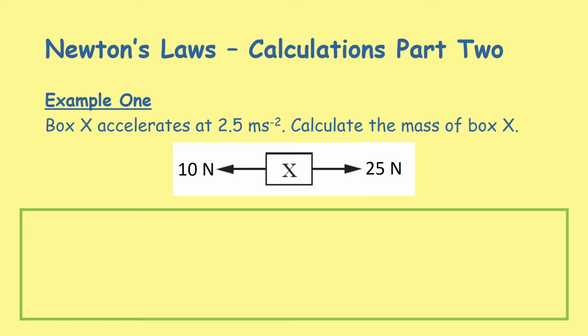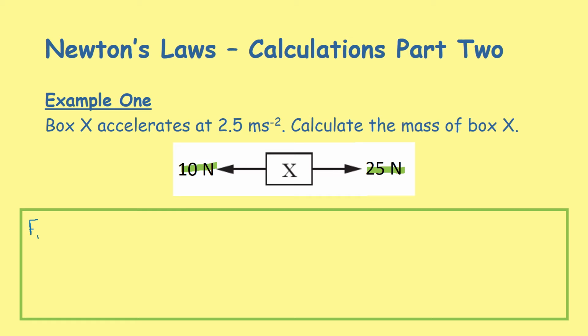We have a second part to our calculations now. The first example for this is: box X accelerates at 2.5 meters per second squared, and we want to calculate the mass of box X. However, we are not just given one number for the force, we are given two numbers, 10 newtons and 25 newtons. We can see these are acting in opposite directions, but they're not the same number, so we don't have balanced forces, we have an unbalanced force, and that's what we want to find out first.